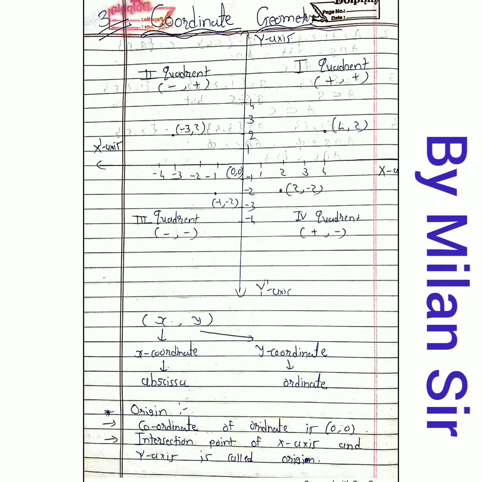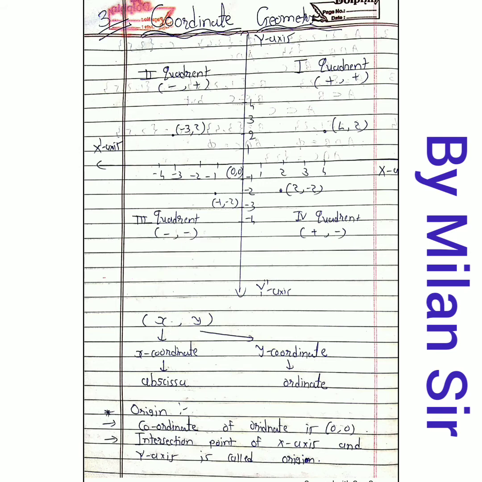Then the fourth quadrant sign is plus and minus. On the x-axis we have positive numbers, and on the y-axis we have negative numbers. So plus and minus sign. The first sign is of the x-axis and the second sign is of the y-axis. So for the first quadrant the sign is plus plus, for the second quadrant the sign is minus plus, for the third quadrant the sign is minus minus, and for the fourth quadrant the sign is plus minus.